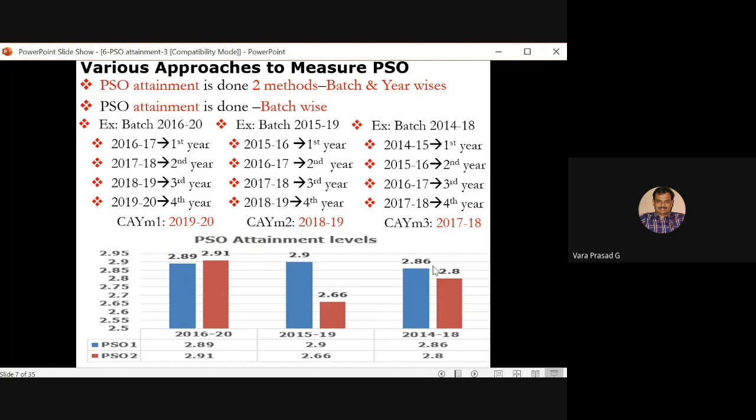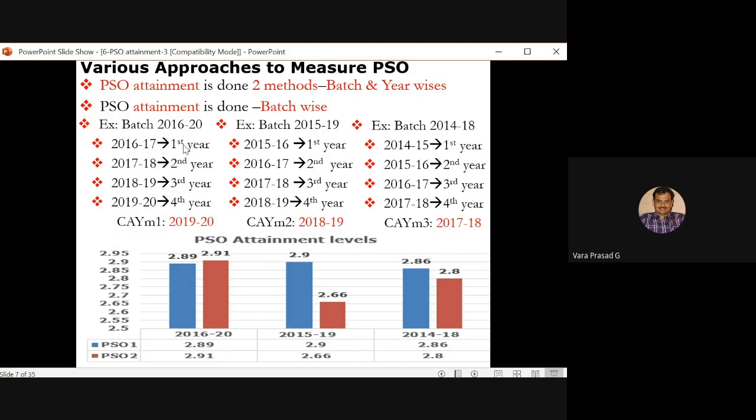Now, people may ask you, what is the drawback of this? Have you observed it here? The drawback of this approach is that whenever you want to calculate the attainments, whether it is PSO attainment or PO attainment, you have to wait 4 years. For this batch, you have to wait for the final year only; only then it is possible.